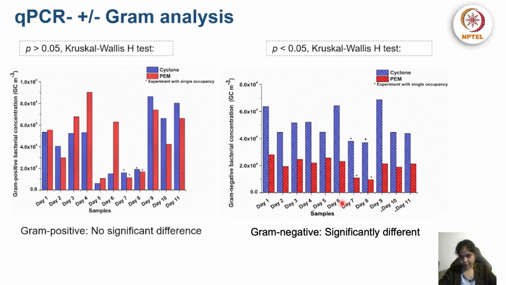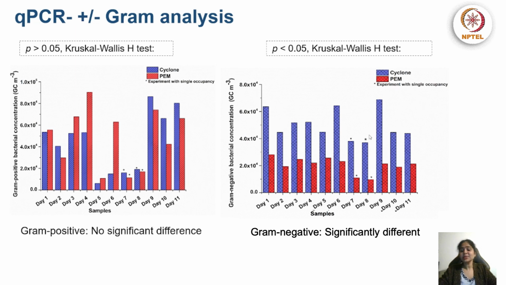But if we look at the gram negative bacteria, we could see that there is a proper trend. In all the 11 sampling days, the cyclone sampler had a huge concentration compared to the PEM sampler. You could ask me that, okay, the cyclone sampler worked at 10 liters per minute, and the other one worked at only 4 liters per minute, so that could be a reason. But if you notice the axis title here, it says genomic copies per meter cube. So all the graphs and all the values here are normalized based on the sampling volume.